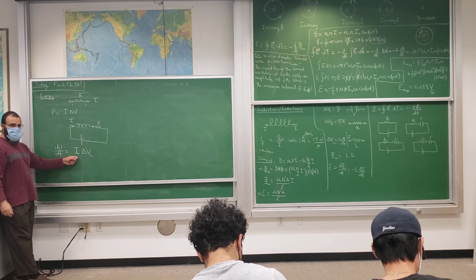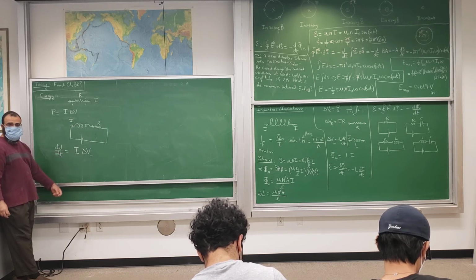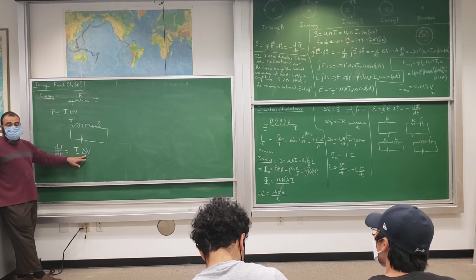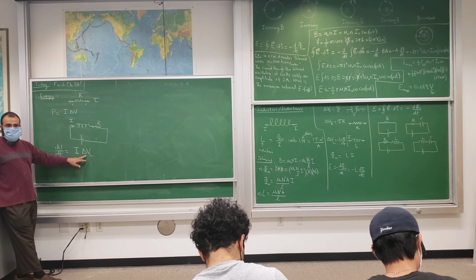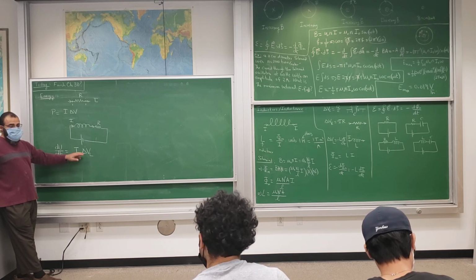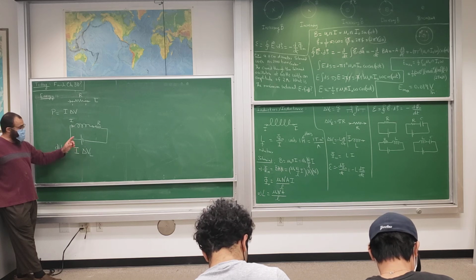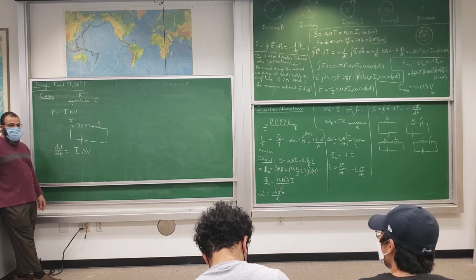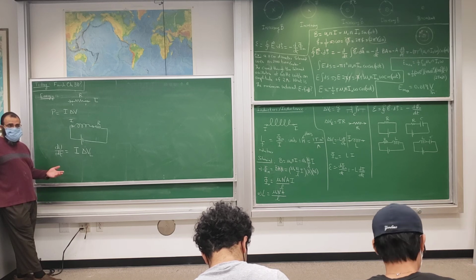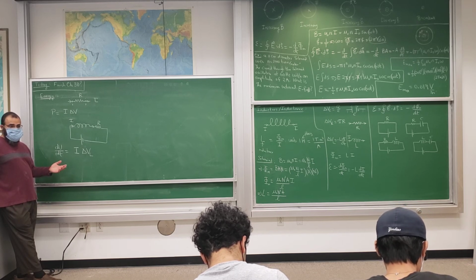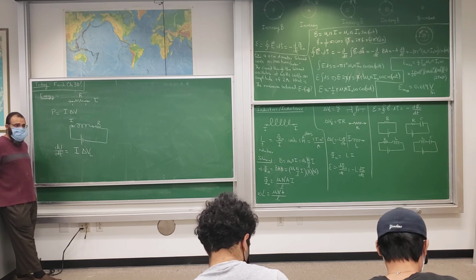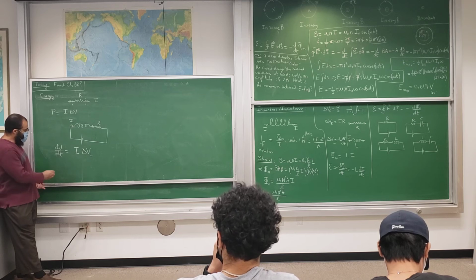The current times the potential difference, because remember what voltage is. It's joules per coulomb. Joule per what? Per coulomb. Meaning it takes a certain amount of joules to transfer a coulomb across this potential difference. One volt means it takes 1 joule to transfer 1 coulomb across a potential difference of 1 volt.